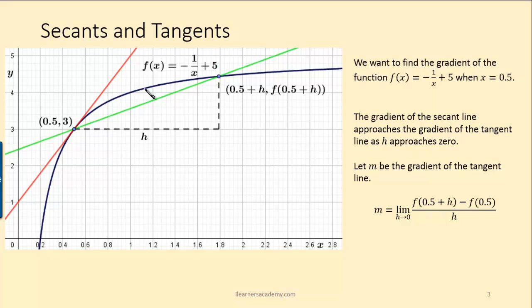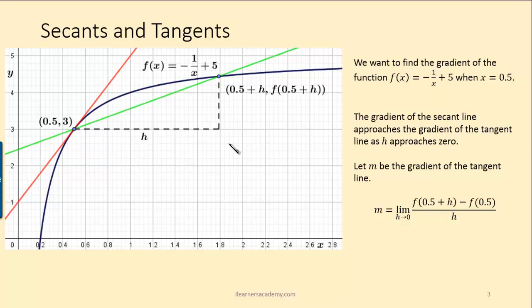So here's the function, and we want to find the gradient of this tangent line drawn here. Well, what we do is draw a secant line, and we simply say the gradient of this tangent line is going to be equal to the gradient of this secant line as h approaches 0. So the rise is simply the difference in the y coordinates, f of 0.5 plus h, minus f of 0.5. Here, f of 0.5 is already shown, it's 3. And of course, we have this distance here, h.